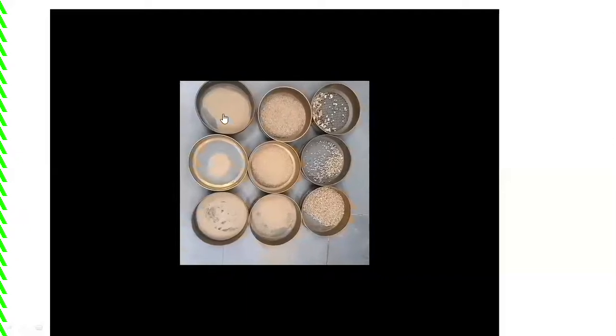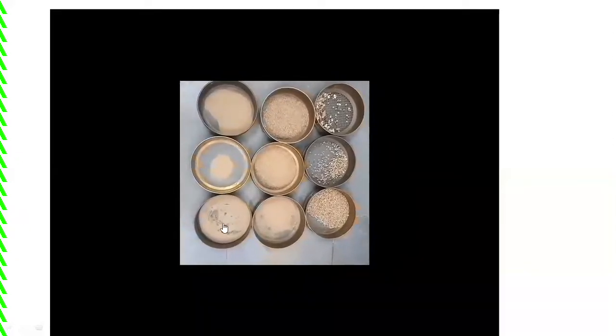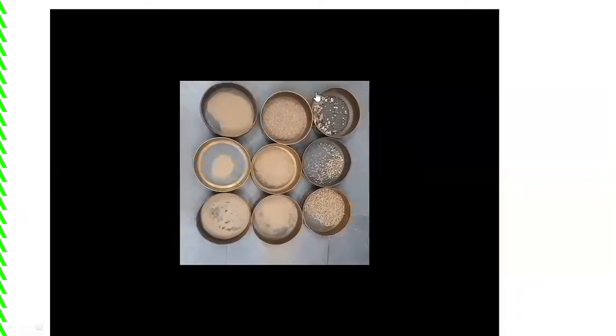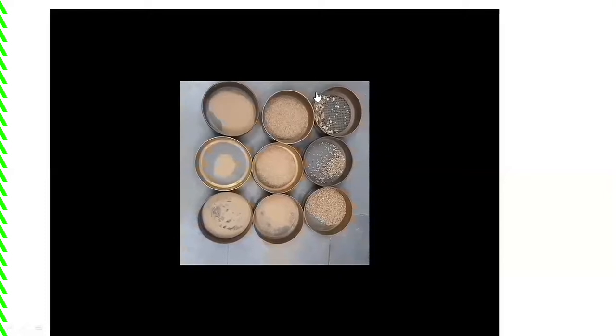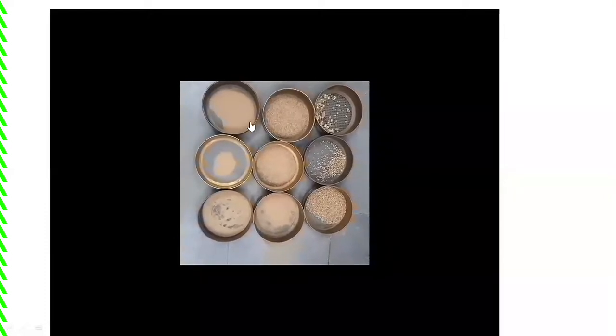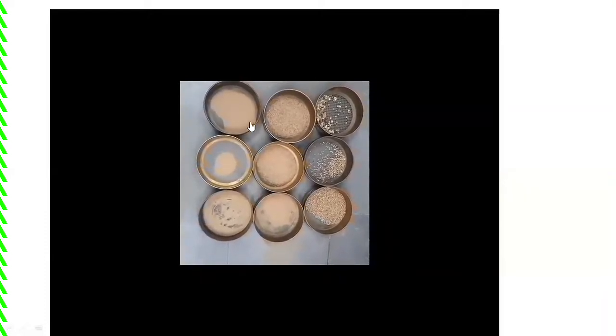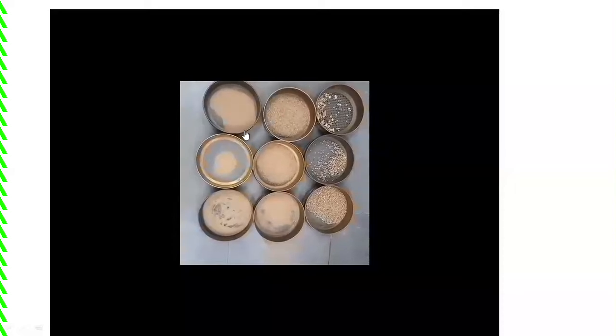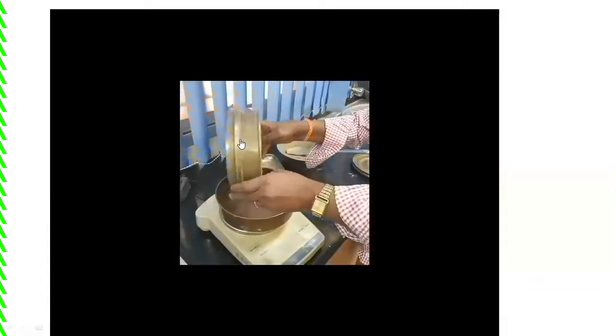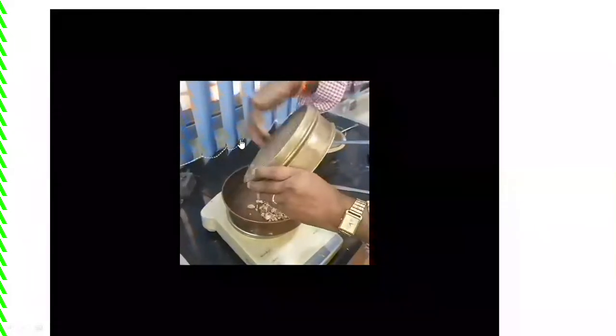After that you can observe that on each sieve the soil sample is retained. Weigh the residue retained on each sieve and note down the values, which have to be tabulated in the tabular column.